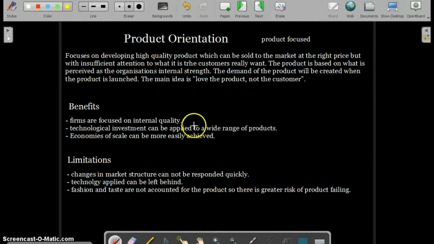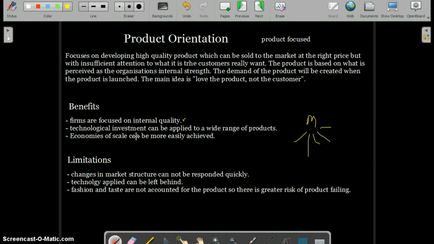And then technological investment can be applied to a wide range of products, and hence economies of scale can be more easily achieved. You buy one machinery, for example, and you're making multiple products from that same machinery. You're making iPhones, you're making AirPods, and I don't know what else. But the whole idea is that the same machinery, the same technology is used for a wide range of products, so economies of scale are achieved.